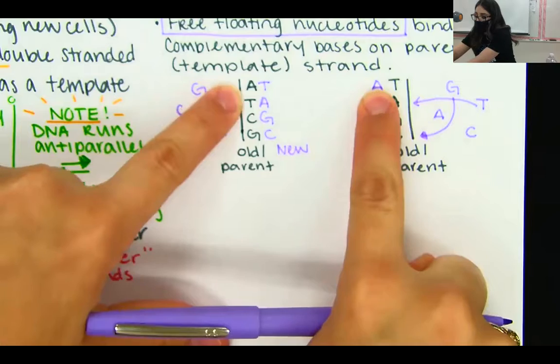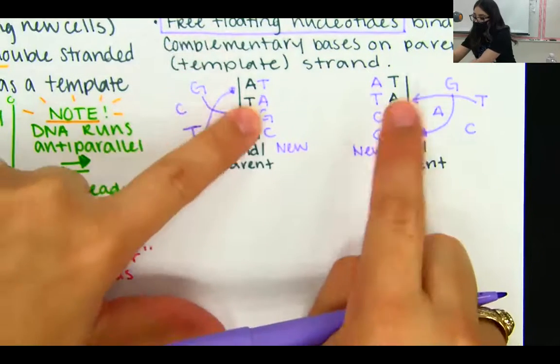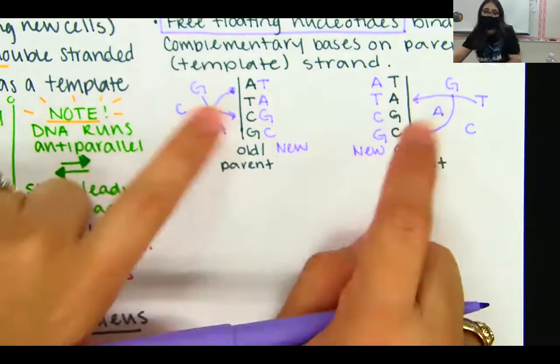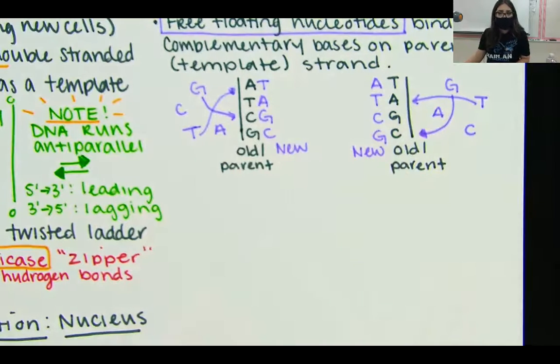A, A, T, T, good. T, T, A, A, good. C, C, G, G, good. G, G, C, C. These two are identical to one another. Are the colors switched? Yes. But it doesn't matter if I give you the left side or if I give you the right side, because A always pairs with T, you're always going to get the same result. That was step two.